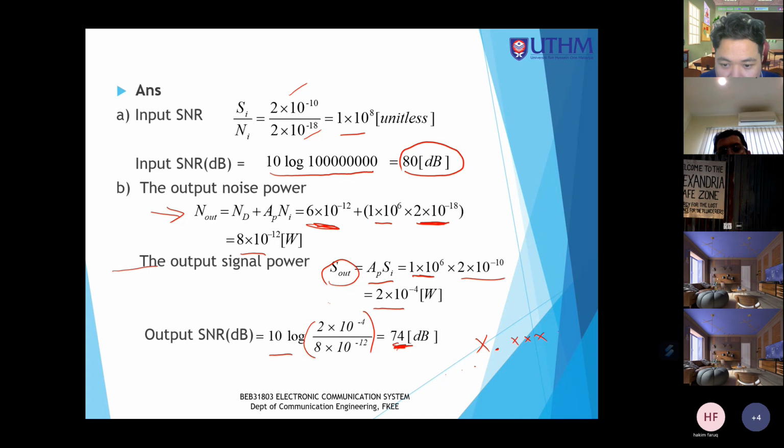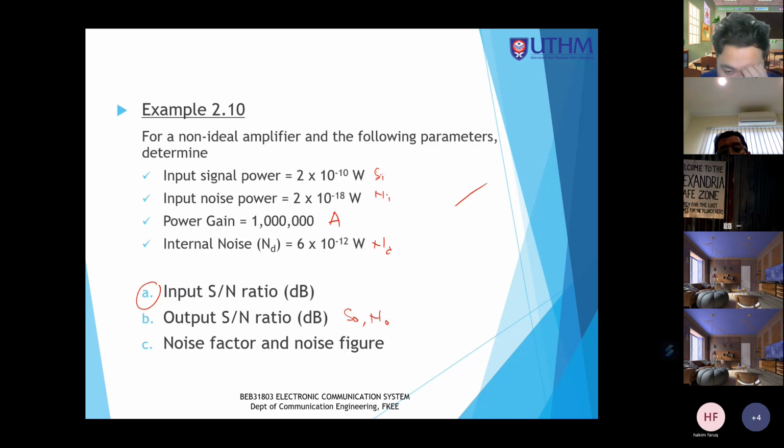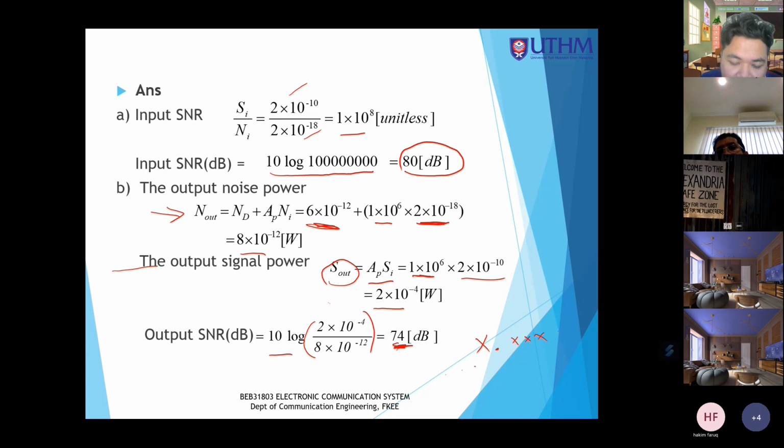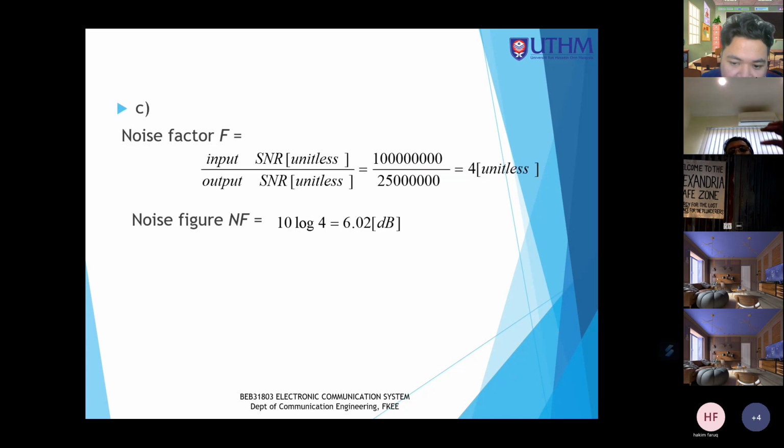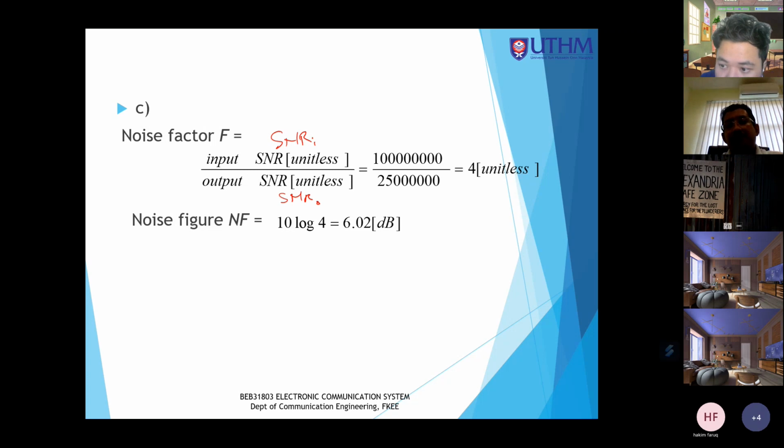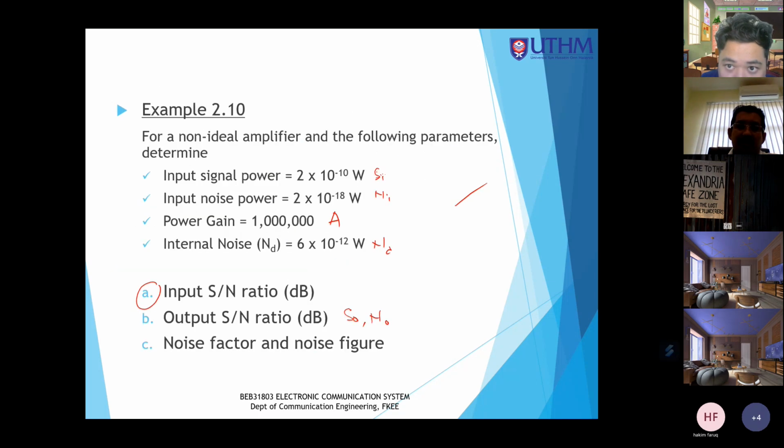And then what? The next question asks you to find the noise factor and noise figure. So find F and find the NF. So noise factor is equal to SNR input over SNR output. Okay, so SNR input is how much is this? 1, 2, 3, 4, 5, 6, 7, 8. Okay, so this is 1 times 10 power of 8 from the previous answer. From the previous answers, this one.